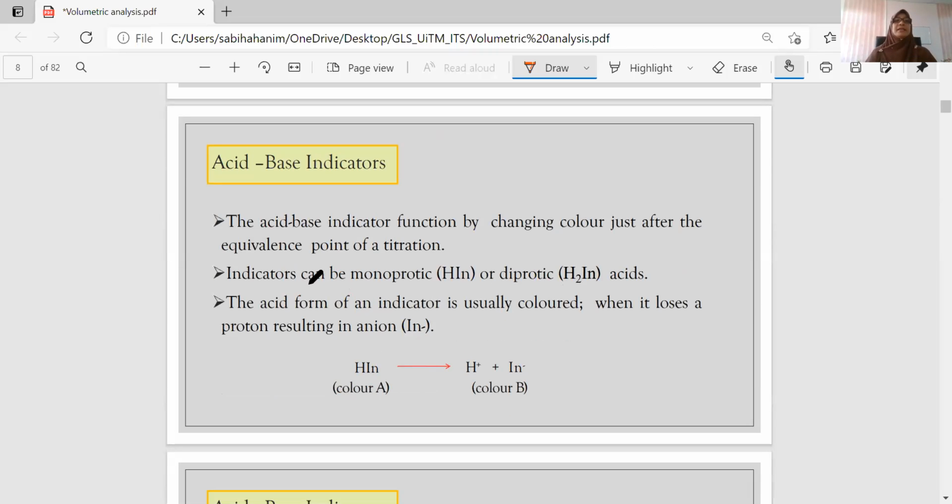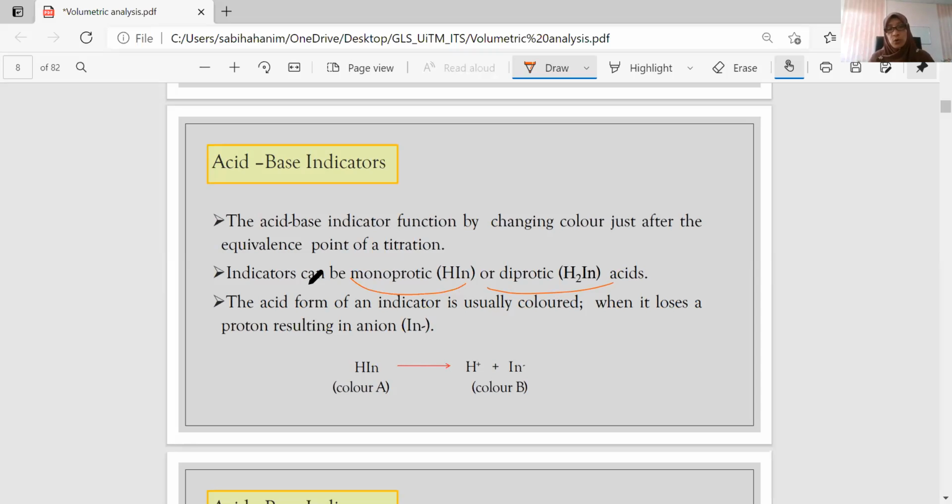As I mentioned earlier, for the titration we should have the indicator. In the case of acid-base indicators, the function of the indicator is to change color just after the equivalence point. There are two types of indicator: monoprotic and diprotic. Mono means one H, and diprotic we refer to as two H. HIn is the abbreviation for the indicator. The acid form of the indicator is usually colored. Yes, of course, because if there is no color, it is difficult for us to identify the endpoint.